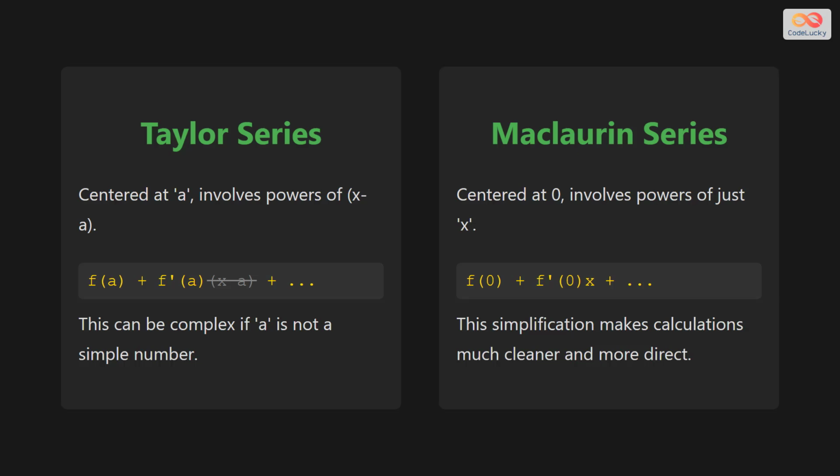So why is setting a to 0 so helpful? In the general Taylor series, you have terms like x minus a, but when a is 0, these terms just become x. This gets rid of a layer of complexity, making the algebra involved in creating the series much more straightforward.